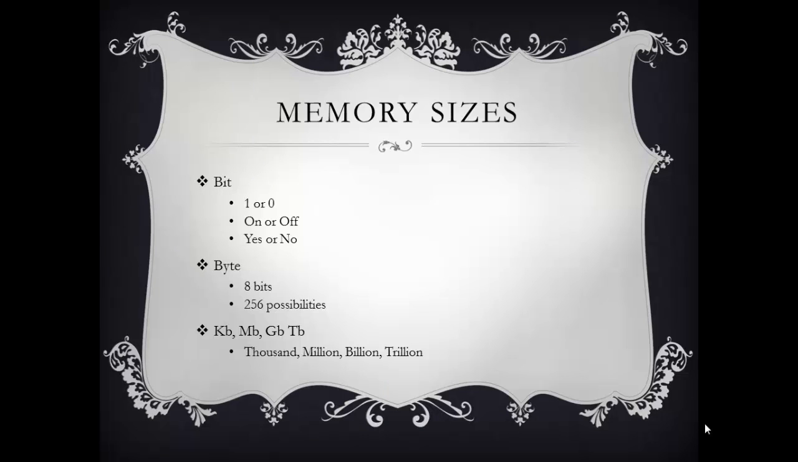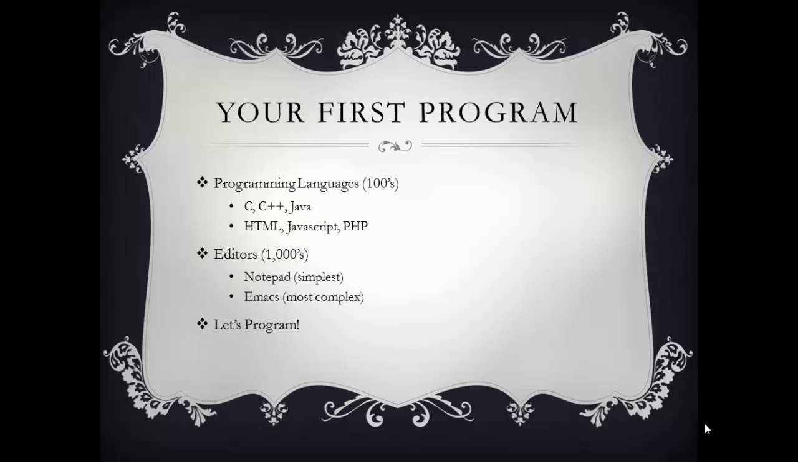Understand that memory is broken into bits. It's either a 1 or a 0. 8 bits is a byte. And there are kilobytes, megabytes, gigabytes, terabytes, and petabytes even. When you program, you're actually programming in a language so that you and the computer know what you're talking about. There are hundreds. I even saw a new one.